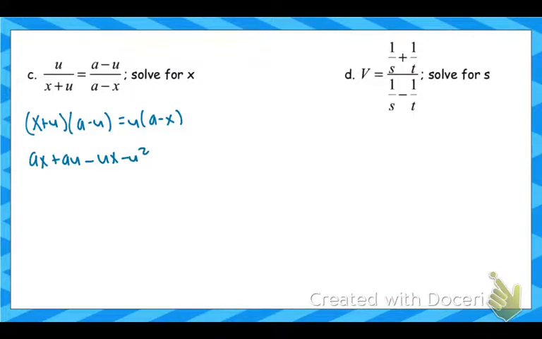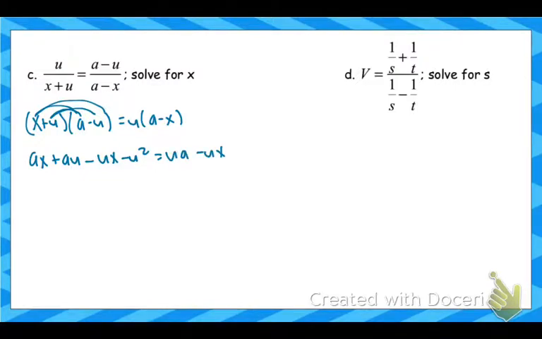Okay, so that's if I FOIL out the left. Again, I went a little fast on that, but that was x times a, u times a, x times negative u, and u times negative u. Just FOILing it all out. Let me distribute on the right side.